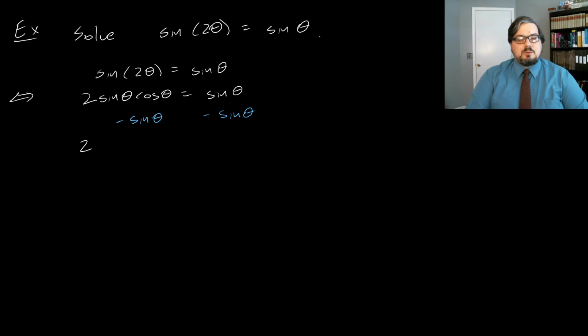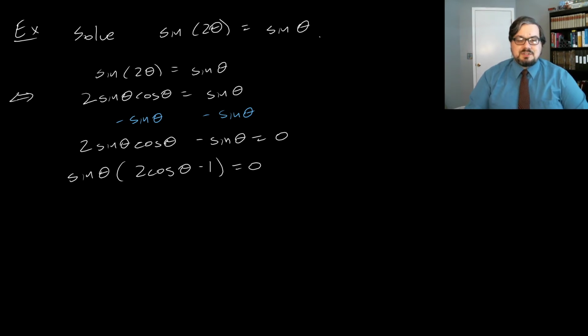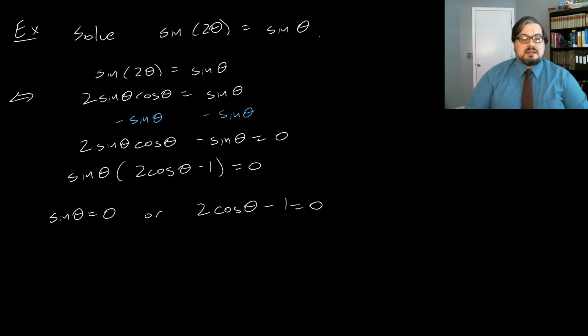In this case, the thing we'll want to do is to subtract sine theta from both sides. So we'll get 2 sine theta cosine theta minus sine theta equals 0. We'll factor a sine theta out of it. So we get sine theta times 2 cosine theta minus 1 equals 0. And so here we'll get that sine theta equals 0, or 2 cosine theta minus 1 equals 0. And now each of these equations we can solve separately.